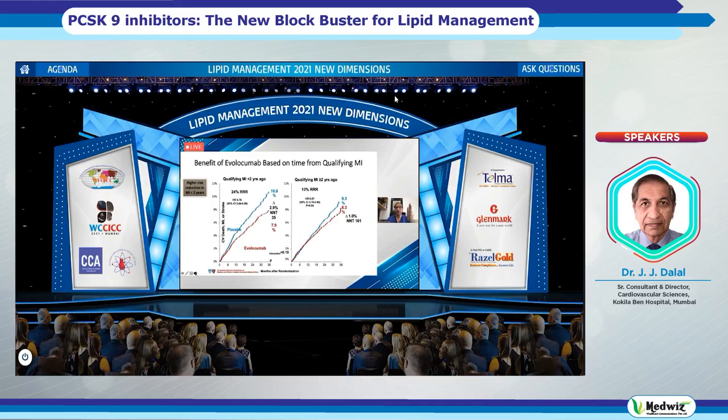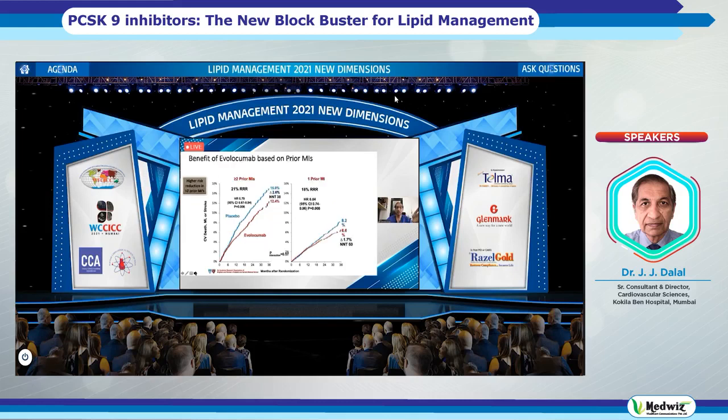If you look at the sub-study with different characteristics, you can see people with myocardial infarction more than 2 years ago or myocardial infarction less than 2 years ago, both had benefits. If you look at patients with more than 2 prior MIs compared with 1 prior MI, both had benefits.